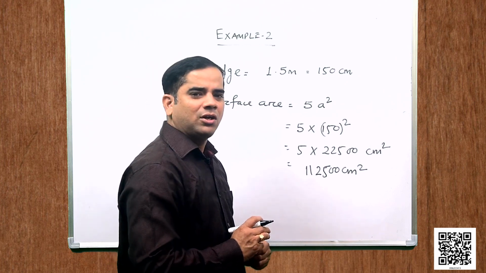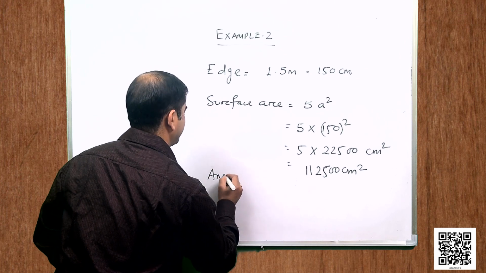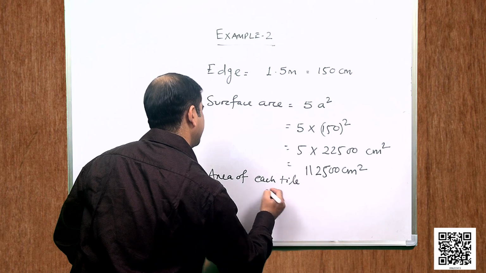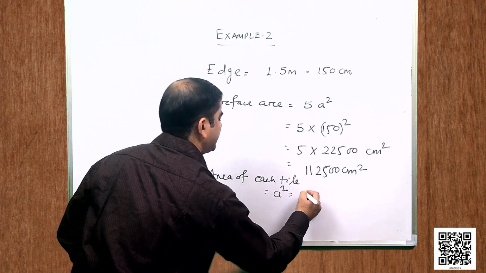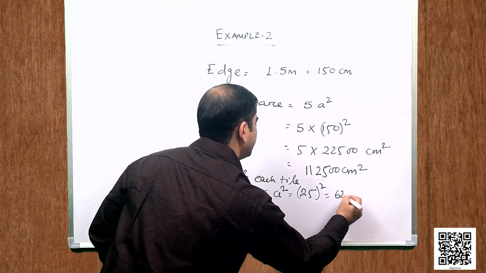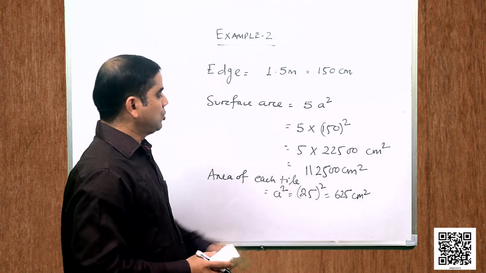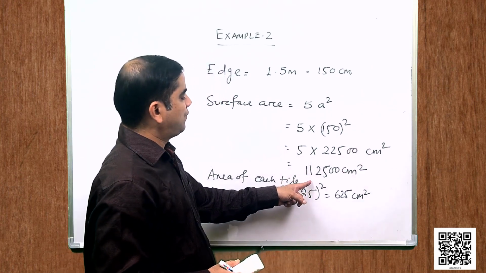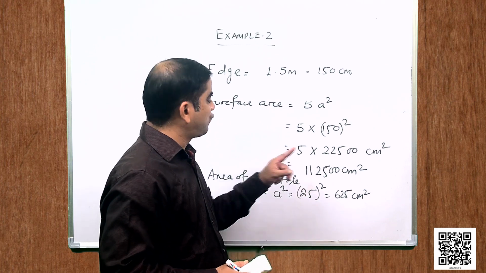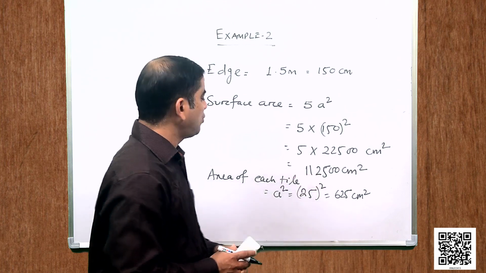Now, let us find out the area of each tile. So, area of each tile, that is a square, where a is given as 25 centimeter. So, 25 square is equal to 625 centimeter square. So, now we have surface area of 5 surfaces and area of each tile. So, to find out the number of tiles required, we need to just divide these two areas.